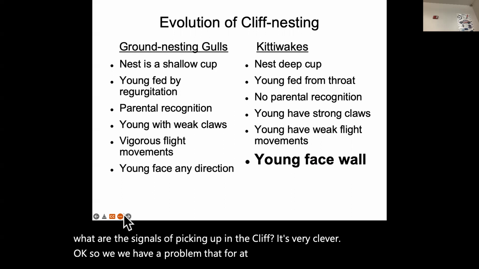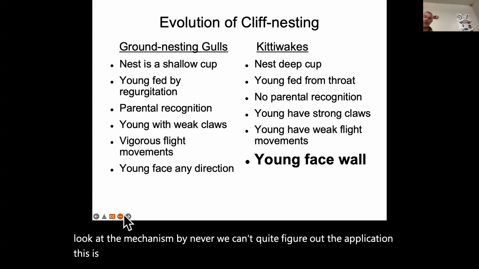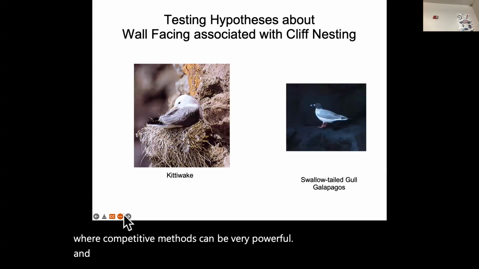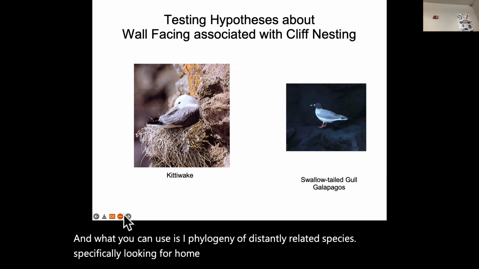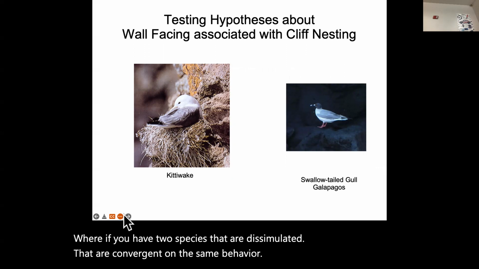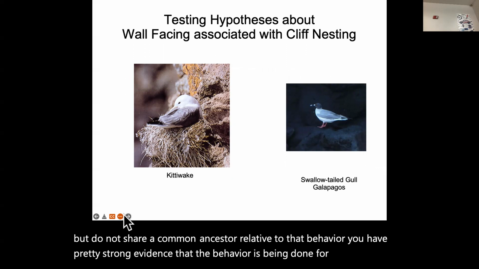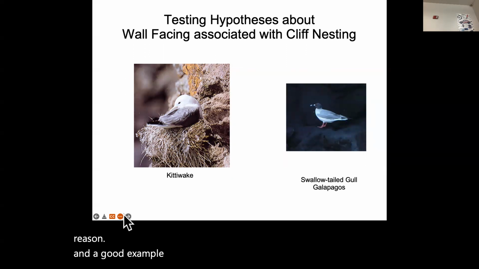For at least this last part, we can maybe look at the mechanism behind it, but we can't quite figure out the adaptation. This is where comparative methods can be very powerful. What you can use is a phylogeny of distantly related species, specifically looking for homoplasy. If you have two species that are distantly related, that are convergent on the same behavior, but do not share a common ancestor relative to that behavior, you have pretty strong evidence that the behavior is being done for the same reason. A good example of this are kittiwakes and swallow-tailed gulls from the Galapagos.